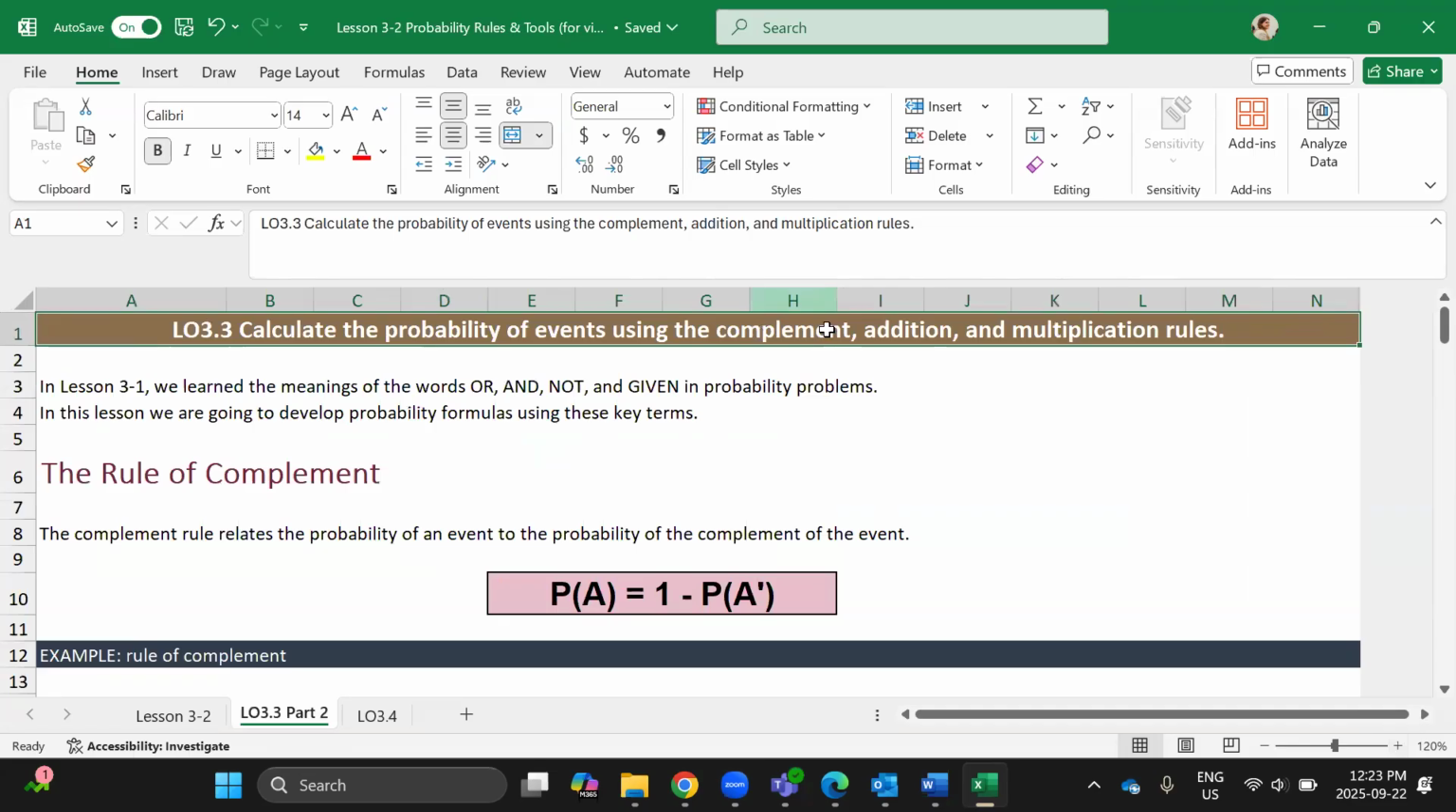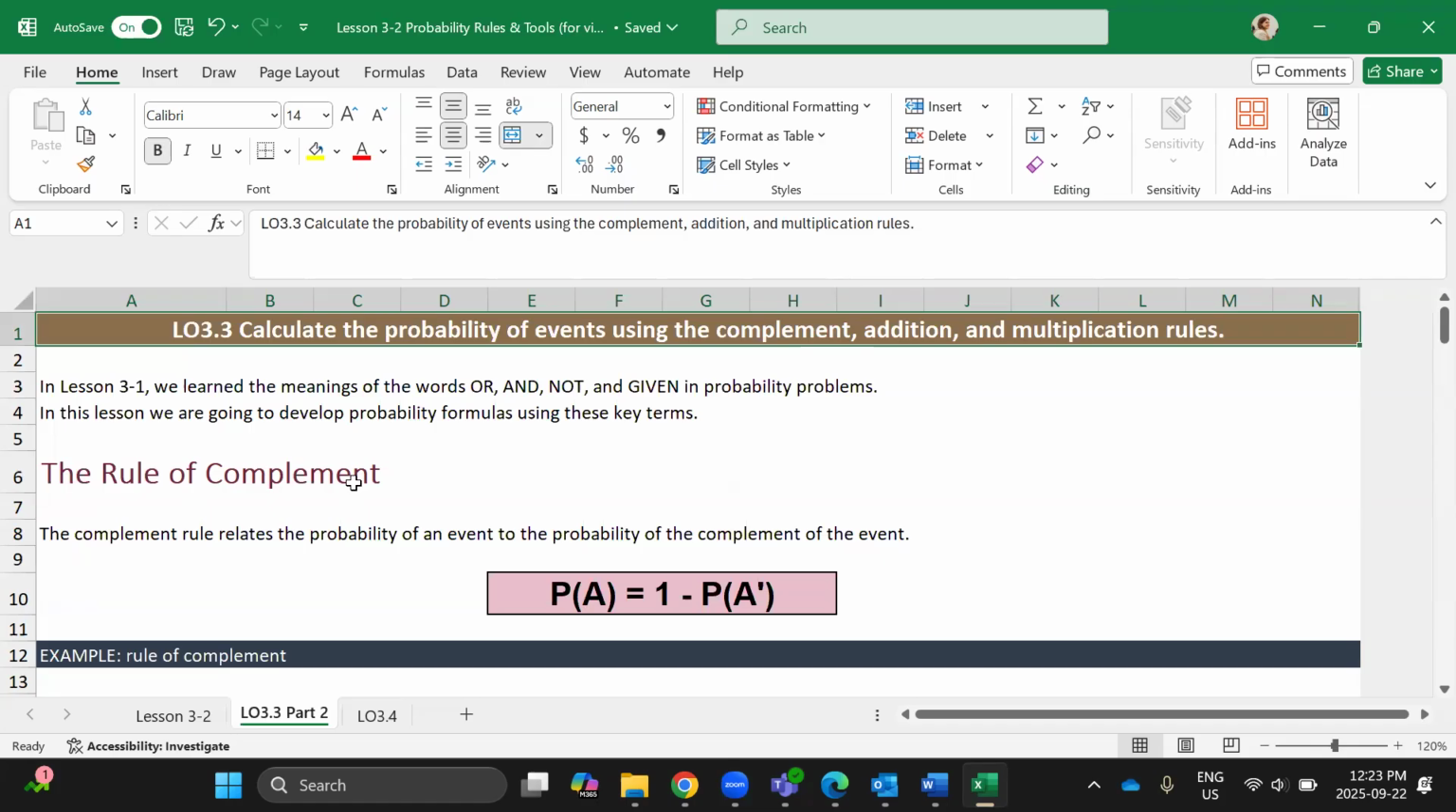In the last lesson, we learned what the probability words or, and, not, and given mean. Today, we're going to use those terms to develop more in-depth probability formulas, where we actually have some formulas for various probabilities that you can calculate. With these rules, you'll be able to solve any type of probability question. So the first specific rule we're going to look at is the rule of complement.